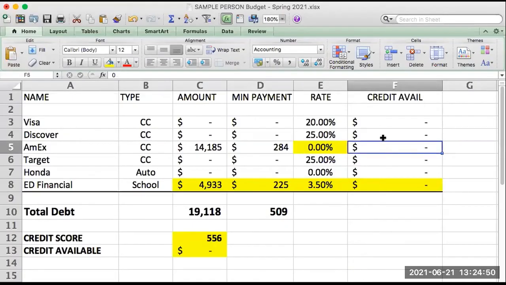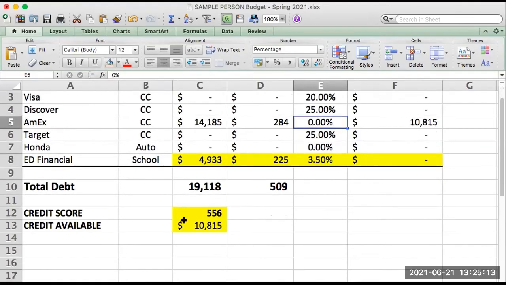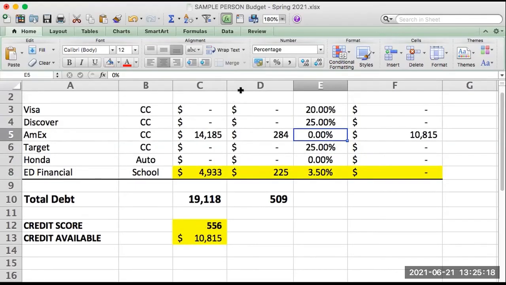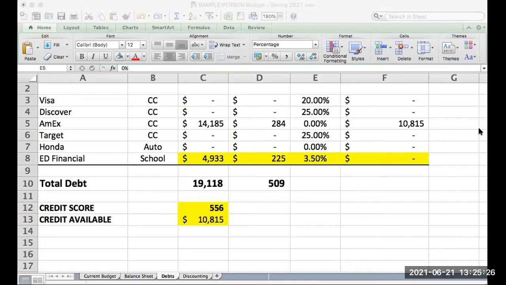Credit available, we're going to put 10,800. Or what we can do is say 25,000 less whatever that number is. And that way, as we pay this balance down, or as we increase it, that will adjust. So we have an idea what our credit limit is when we go down here and see, okay, right now, according to what we've entered so far, we have $10,800 of available credit.